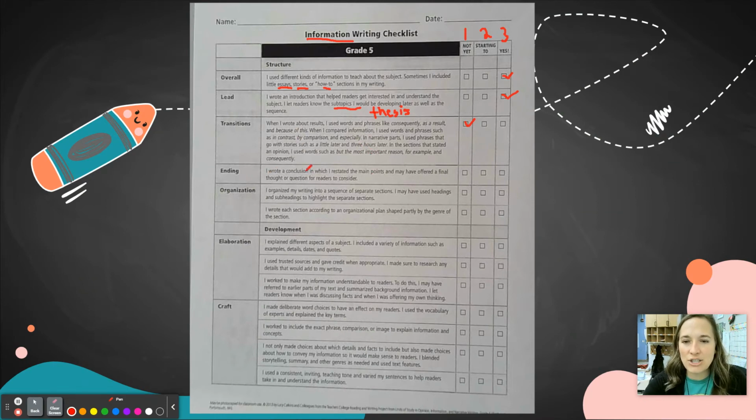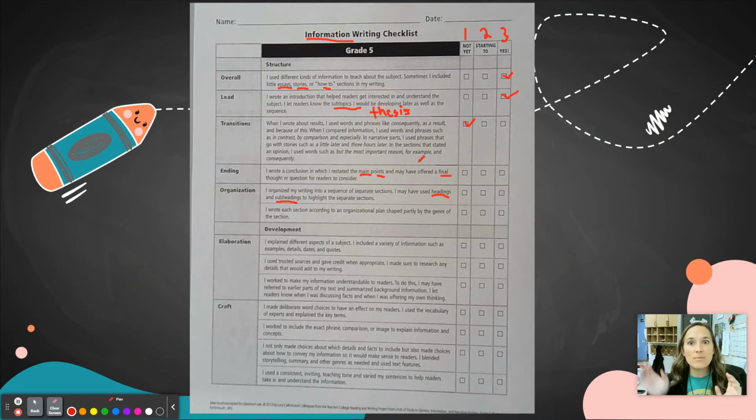An ending, that they do have that conclusion, that they've restated the main points in it. And that you have something final and thoughtful, either a question or a narrative, the opposite of the hook right at the end, that you have that, right? And that it's organized. I organize my writing into a sequence of separate sections. I may have used headings or subheadings, so you can use headings or subheadings for the sections. So if you haven't done that yet, you can do that. You can add subheadings and headings.